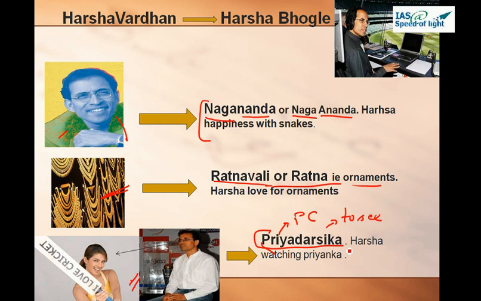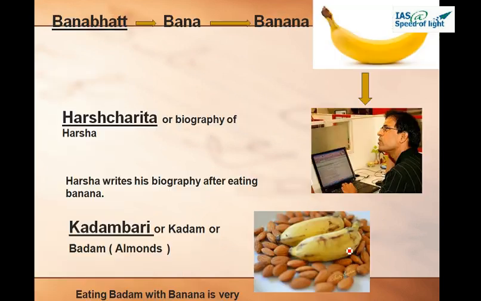You might be thinking, some of you, that these things are not actually getting into your mind, but don't worry. We will do the revision, and when we do the revision, you will understand that those things are actually going into your mind. If you're seeing the images, you have to see Harsha Bhogle with the snakes, or Harsha Bhogle wearing ornaments, or Harsha Bhogle watching Priyanka Chopra.